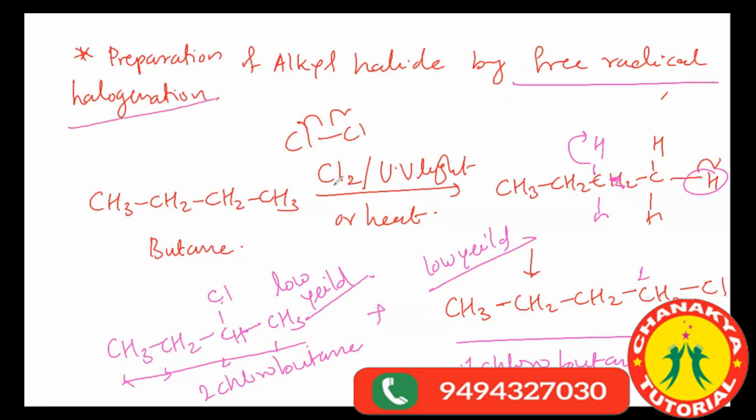And it takes place with halogen in the presence of ultraviolet light or heat. Clear? See, this is for your first product. If this hydrogen is replaced with halogen, then your first product is formed. And if this hydrogen is replaced with halogen, then the second product will form. Keep it in your mind. Okay? Fine. So we'll move forward.